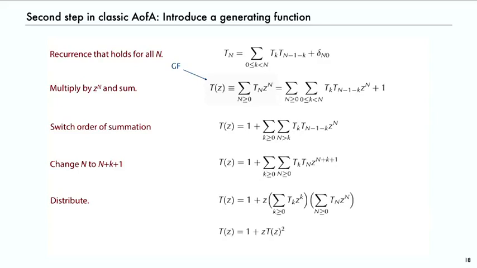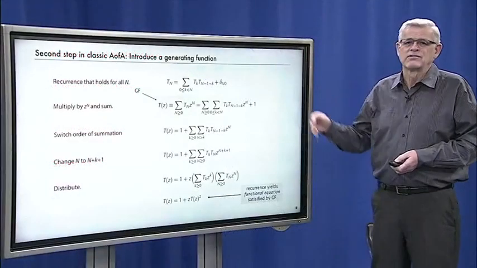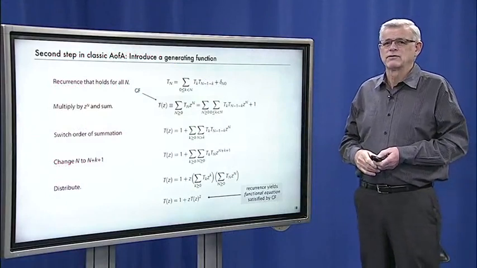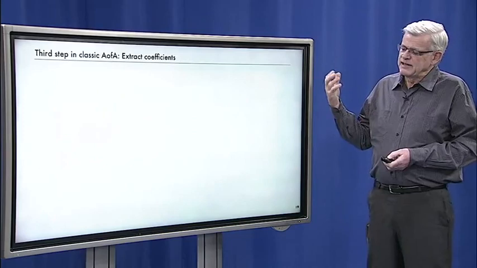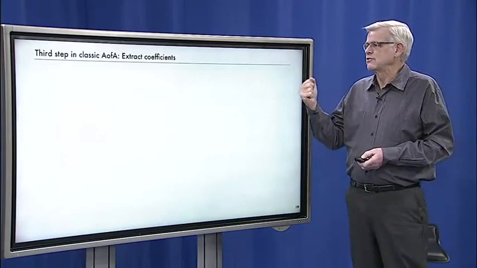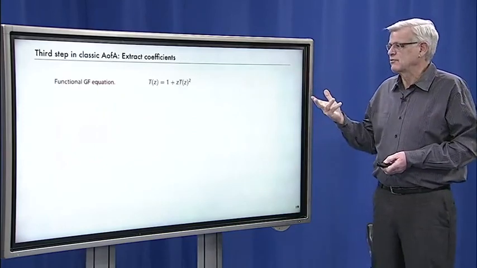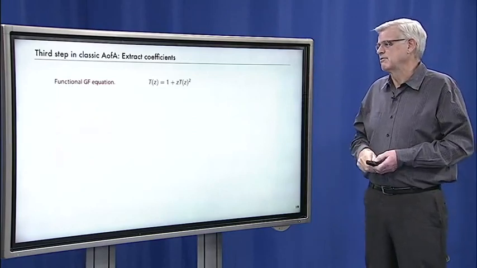So we have an explicit relationship on the generating function. T of z equals 1 plus z T of z squared. So starting with the recurrence, we end up with a functional equation that the generating function must satisfy. That's the second step in classic analysis of algorithms. Now the third step is to take that functional equation and use it to extract the coefficients to tell us what Tn is. That's what we're after.